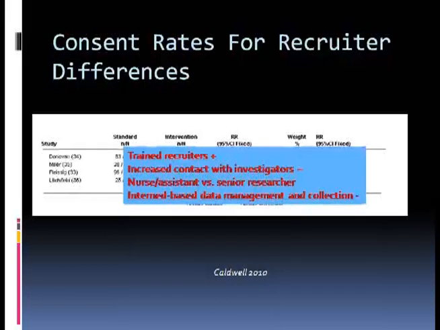Recruiter differences, turns out that if you're trained, of course you recruit better, big surprise. If the monitor or some person designated by the sponsoring institution keeps coming back and bugging you, it doesn't work, big surprise. If you are a senior researcher, you tend to enroll better than nurses or assistants, but you increase the costs. And internet-based data management and collection didn't help with the recruitment. It did help actually with the management of the data later during the trial, but didn't help with enrollment.